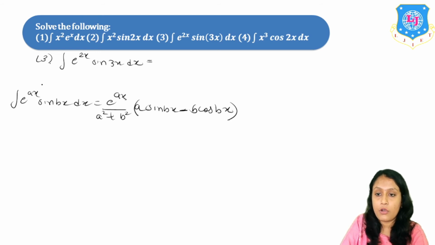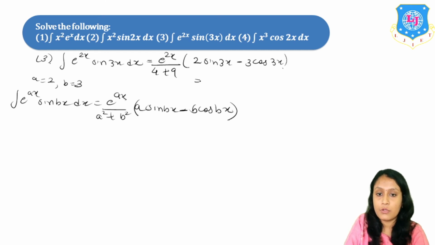Now in place of a we write 2, in place of b write 3, and you will get the answer. So it is e raised to 2x upon, here we have 2 square, that is 4, and plus 9 over here. Then a is 2, so 2 sine 3x, minus, here we have 3 cos 3x. You can add them, so your final answer is e raised to 2x upon 13, 2 sine 3x minus 3 cos 3x.